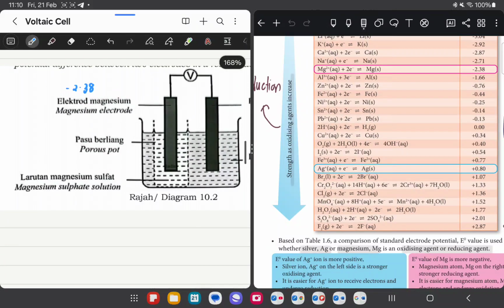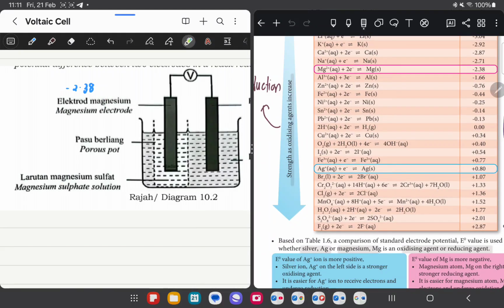But before that, the main thing in a Voltaic cell is that the electrode and the cation in the solution would be the same. Now I have a magnesium electrode, right? So that magnesium electrode would always be immersed in a solution that contains magnesium ions. It can be magnesium sulfate, magnesium nitrate, magnesium chloride, or magnesium carbonate, as long as the electrode and the cation are the same.